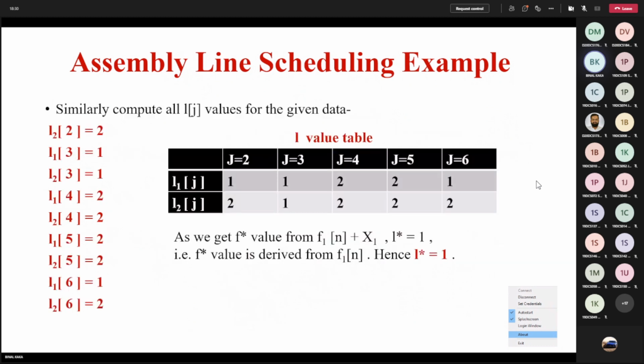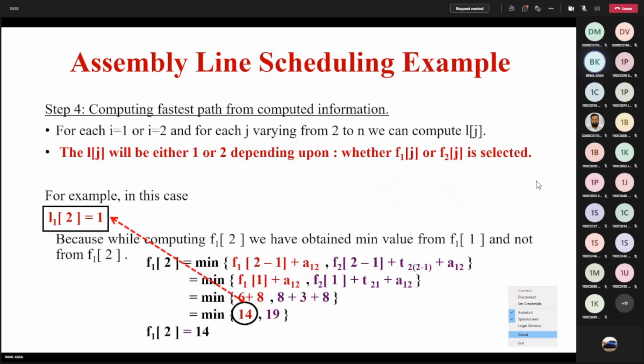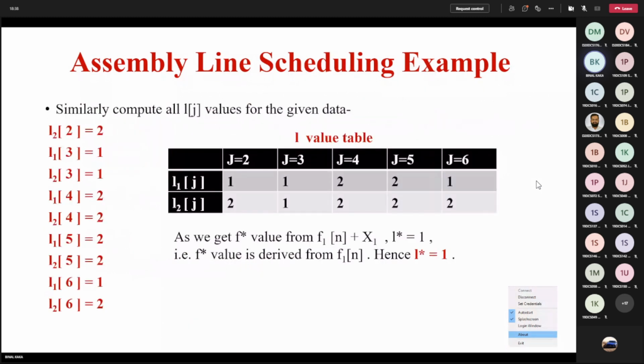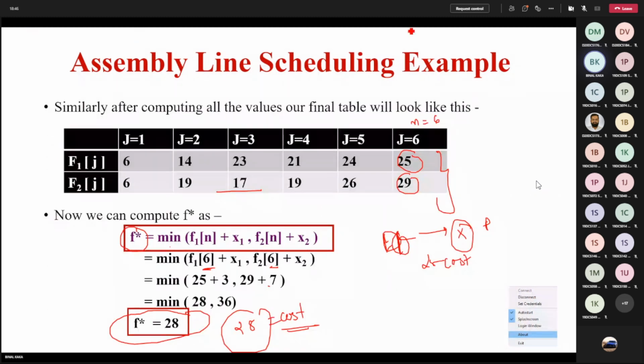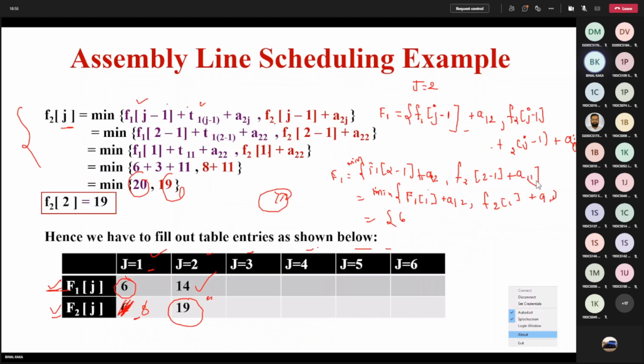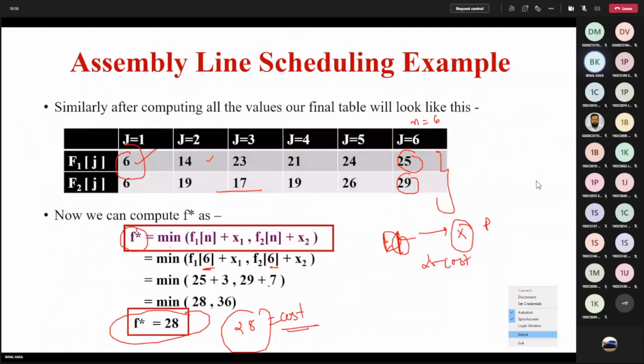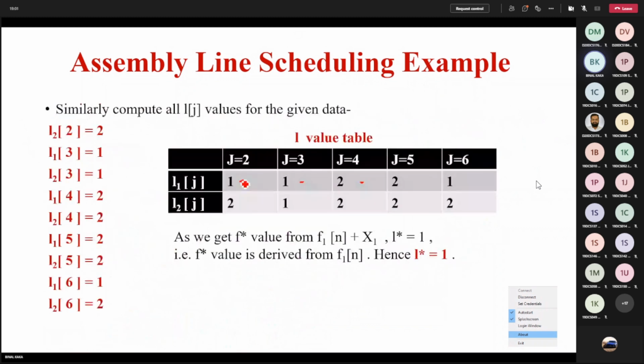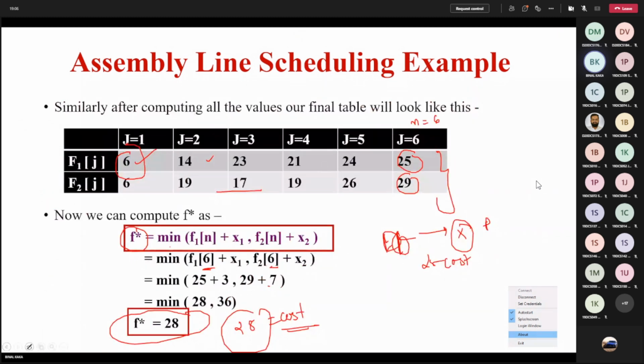Okay, for the tracing we'll maintain one more table. For j of 2, so line 1 and line 2. We have to check whether the minimum value we got here came from line 1 or line 2. So you will see that this 6 is the value of line 1 and there 6 is the value of line 2. So we put 1 and 2, right. Okay, so I'll maintain this table, so you will get a better idea.